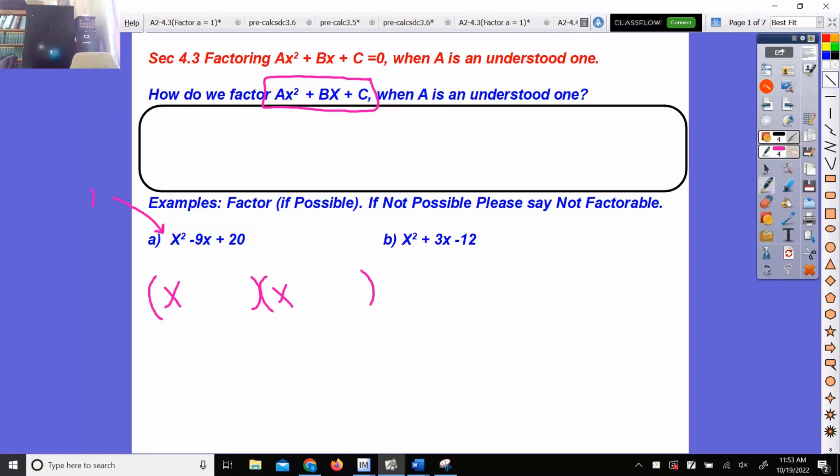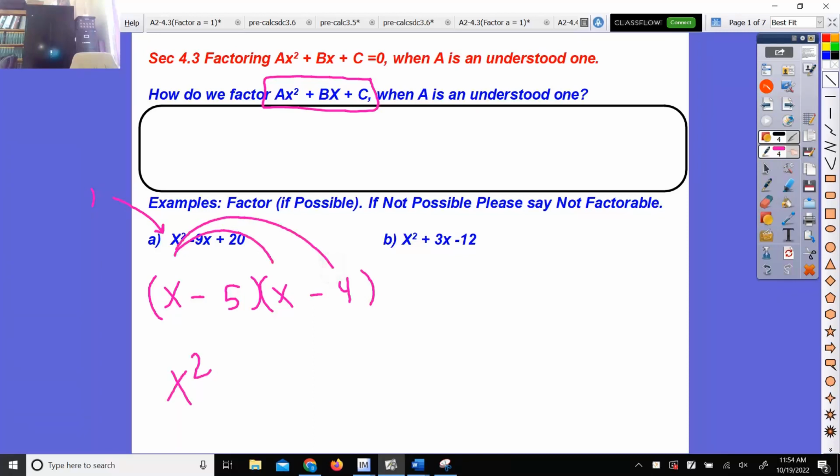5 and 4. 5 and 4 is great because 5 plus 4 is what? There's your hint, kids. However, you see a negative 9, so these both have to be negative. Now, I teach a guess and check technique. How do you check? You should always check. A lot of kids just write stuff down, but you should always check.